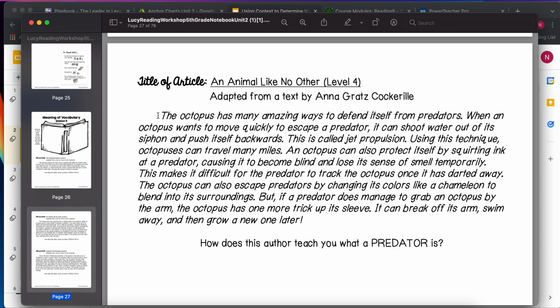This makes it difficult for a predator to track the octopus once it has darted away. The octopus can also escape predators by changing its color like a chameleon to blend into its surroundings. But if a predator does manage to grab an octopus by the arm, the octopus has one more trick up its sleeve. It can break off its arm, swim away, and then grow a new one later.